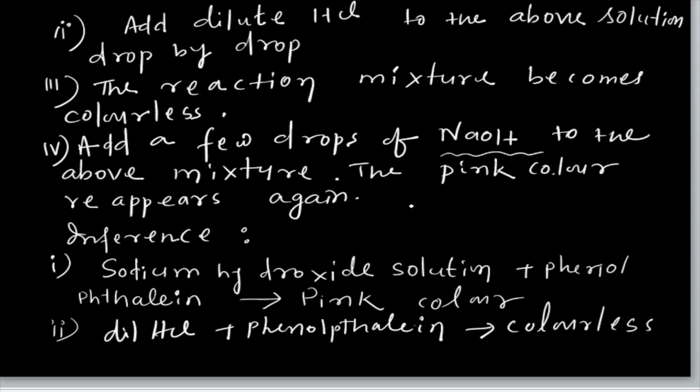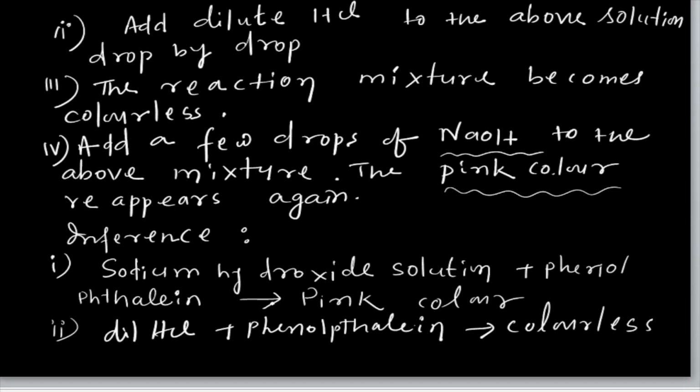When you add phenolphthalein to the sodium hydroxide, it becomes pink. Before that, phenolphthalein is a colorless liquid. When you add it here, it changes to pink. And now when you add hydrochloric acid to that pink color, the pink color disappears. Again add sodium hydroxide, it becomes pink. The process goes on by adding acid and alkali.